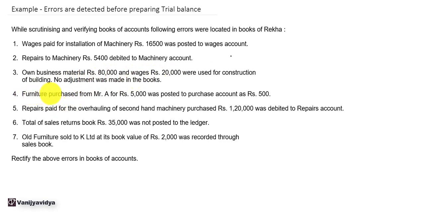Then fourth, furniture purchased from Mr. A rupees 5,000 was posted to purchase account as 500. Next, repairs paid for overhauling of second-hand machinery purchased rupees 1,20,000 was debited to repairs account. Total of sales return book rupees 35,000 was not posted to the ledger. Then old furniture sold to K Limited at its book value of rupees 2,000 was recorded through sales book.